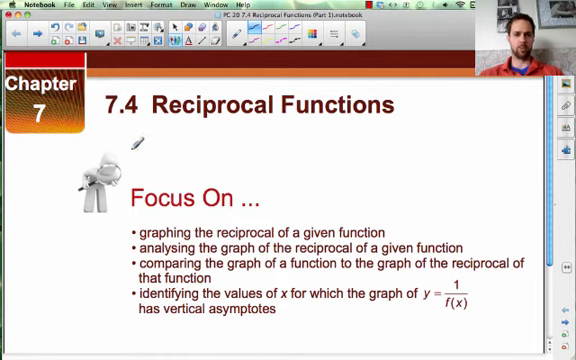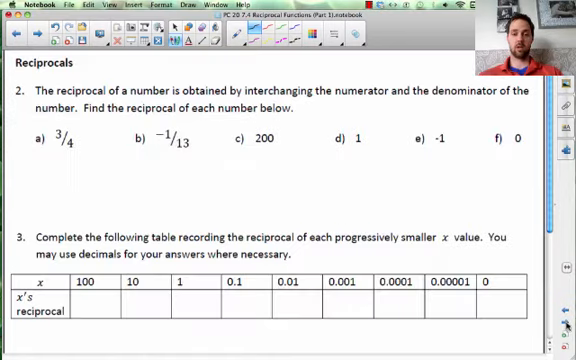Hello, and welcome to 7.4 Reciprocal Functions. You may have heard this word before. This basically just means flipping it, so the top becomes the bottom and the bottom becomes the top. So this is what we're going to focus on today, these things called vertical asymptotes, where we have values of x that aren't allowed because they cause us to have to divide by 0, which we know from previous units is not good.